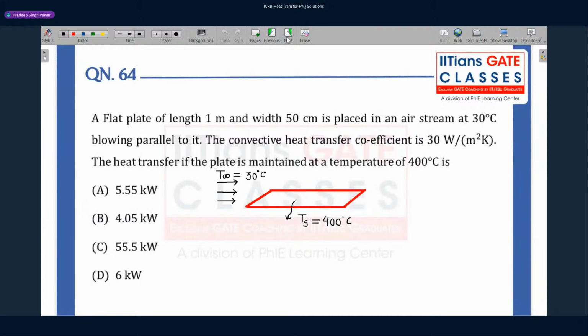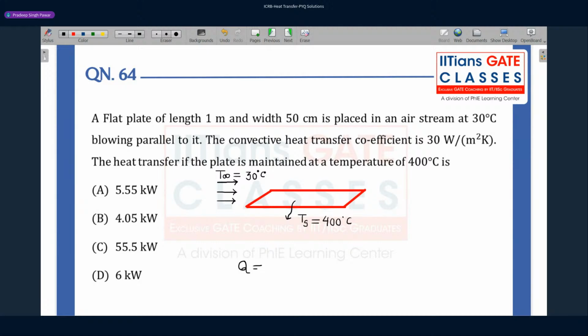Here we have a flat plate. The length of the flat plate is 1 meter, and the width is 50 centimeters. It is placed in an airstream at 30 degrees, blowing parallel to it. The convective heat transfer coefficient is 30 watt per meter square Kelvin. Find the heat transfer if the plate is maintained at a temperature of 400 degrees. So this is a simple case. You have a hot surface and there is a cold fluid flowing over it. Heat transfer happens via the mechanism of convection. Use Newton's law of cooling.